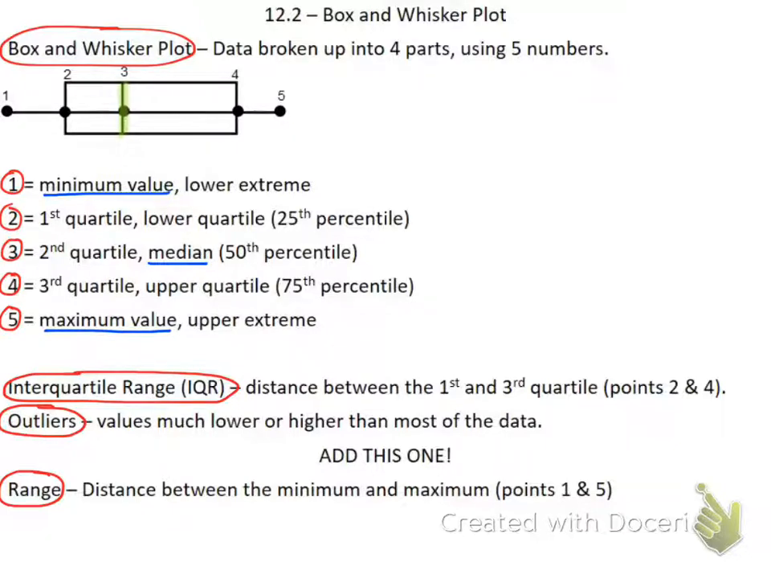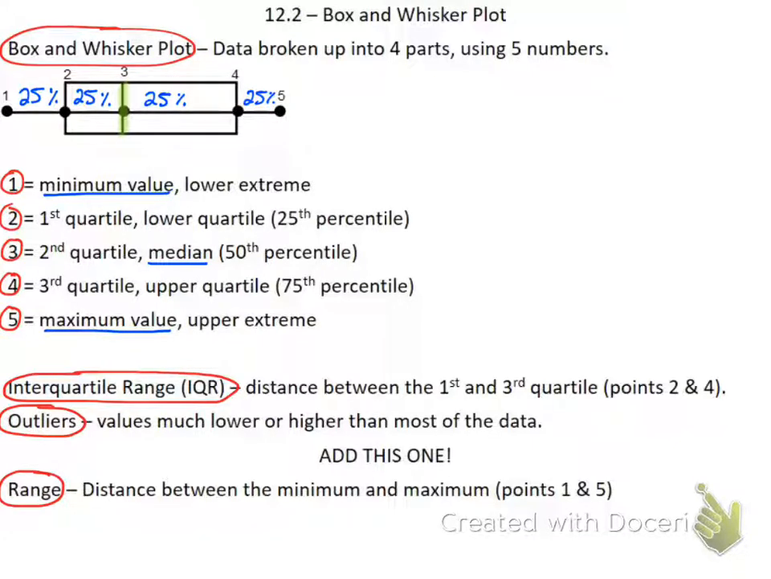The points 2 and 4, the lower quartile and the upper quartile, those are just finding the median of the lower half and the median of the upper half. And so what we need to make sure we understand is that 25% of the data, so 25% of the people, 25% of the dogs, whatever it is that your data is representing, 25% of them fall between points 1 and 2, 25% between 2 and 3, 25% between 3 and 4, and 25% between 4 and 5. So there are the same number of people in each one of those sections.